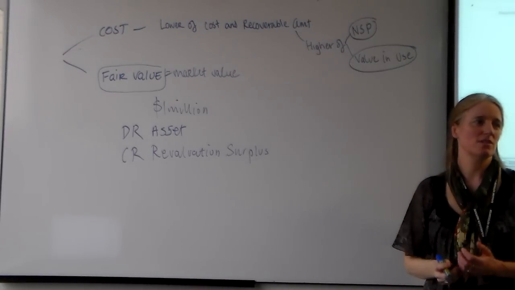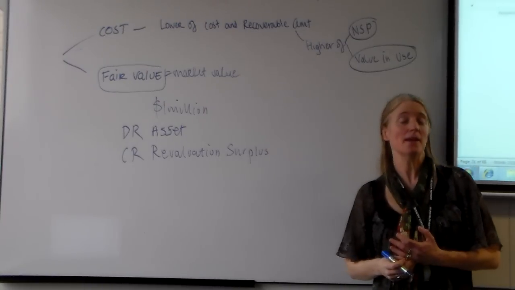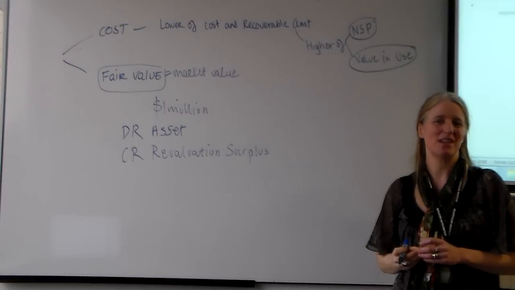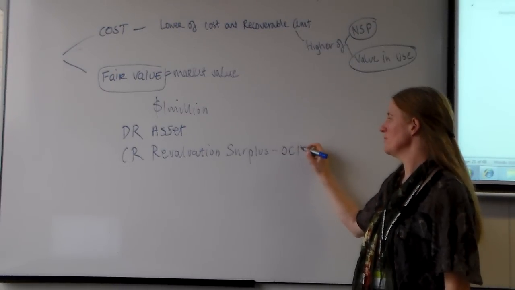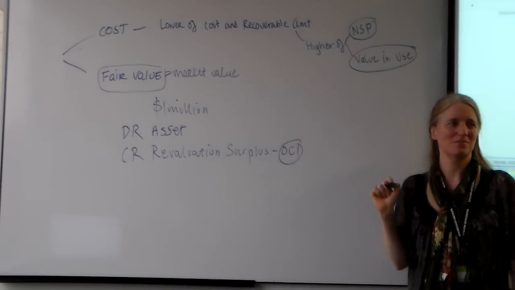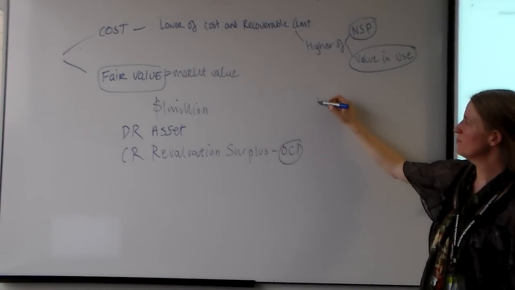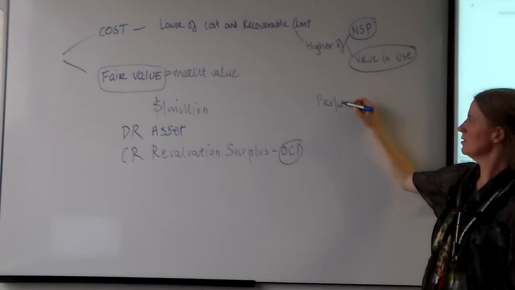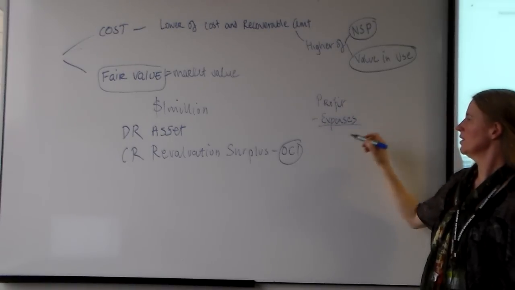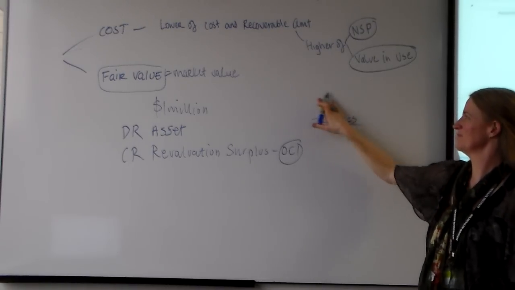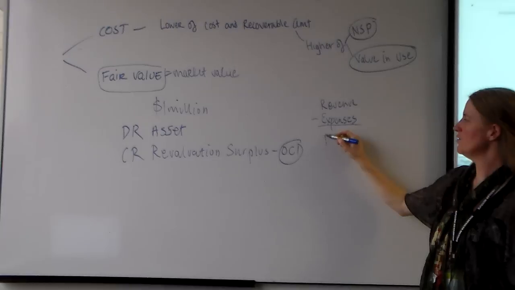Revaluation surplus is going to increase your equity. It's kind of like a gain, but it doesn't go through your income statement. It's classified as other comprehensive income. What do we mean by other comprehensive income? In your income statement, we've always had revenue minus expenses gives you profit.